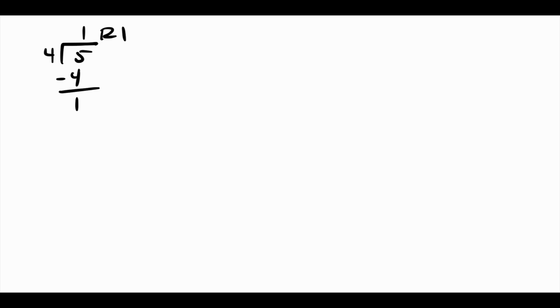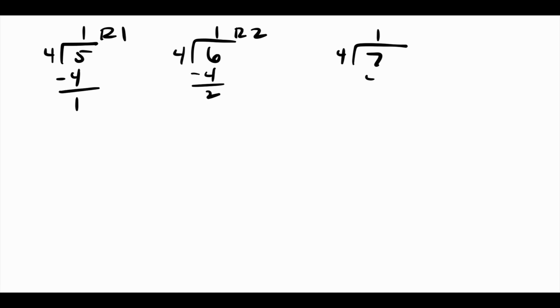What if I divide by 6? I get a remainder of 2, right? What if I divide by 7? I get a remainder of 3. What if I divide by 8? I get a remainder of 0. Why do I get a remainder of 0 there? Because it goes in evenly, right?